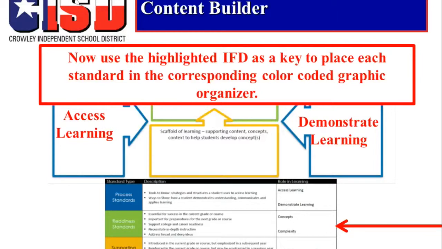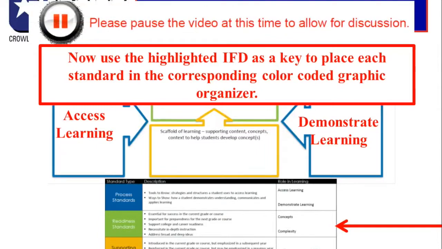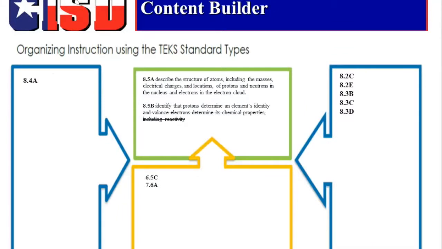Now use the highlighted IFD as a key to place each standard in the corresponding color-coded graphic organizer. Please take a moment to review the placement of each TEKS. Notice for this unit there are 2 readiness standards, which are 8.5a and 8.5b. Strike-through TEKS indicate a portion of the student expectation that are not included in this unit but are taught in previous or future units.